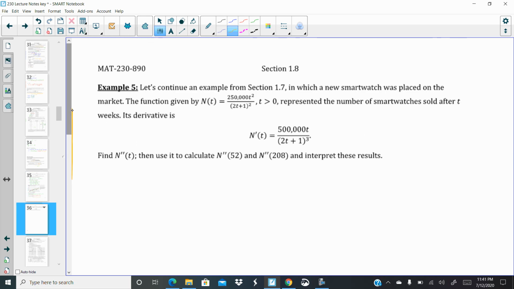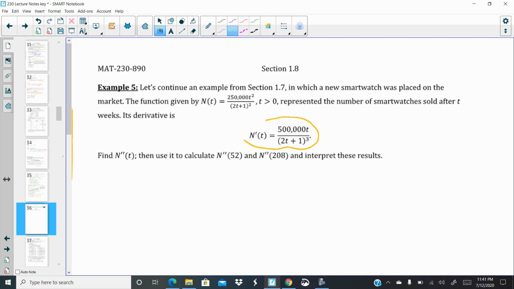All right, last example. Example 5. This was an example that we did back in 1.7. We're just going to continue it, in which the new smartwatch was placed on the market. The function that was given, n of t, represented the total number of smartwatches sold after t weeks. Its derivative is this one right here.